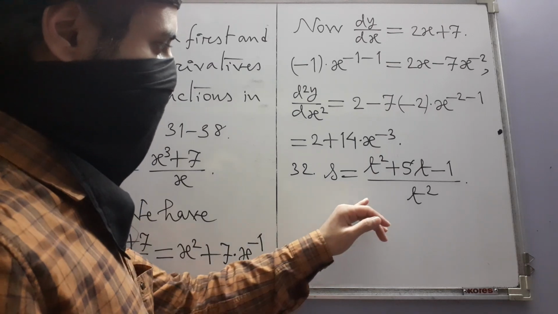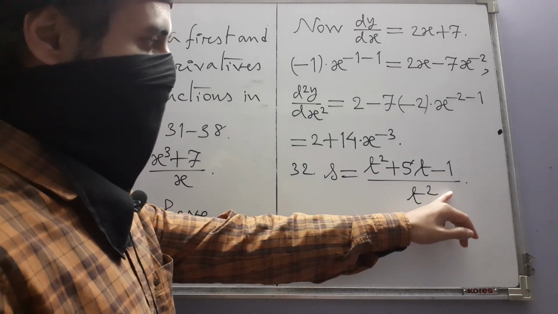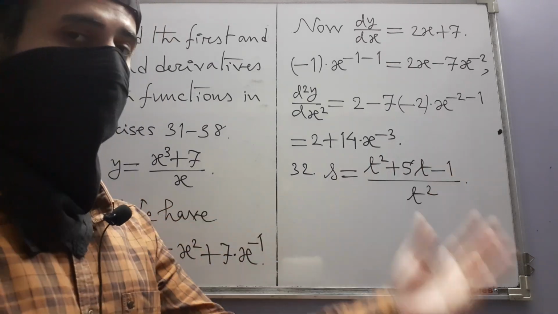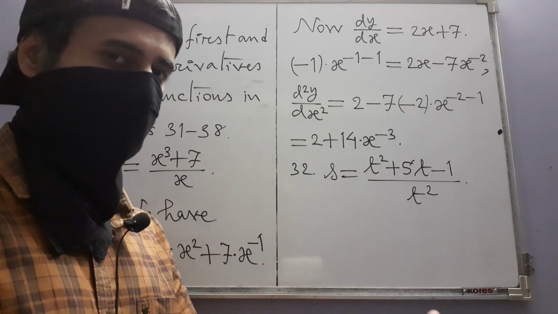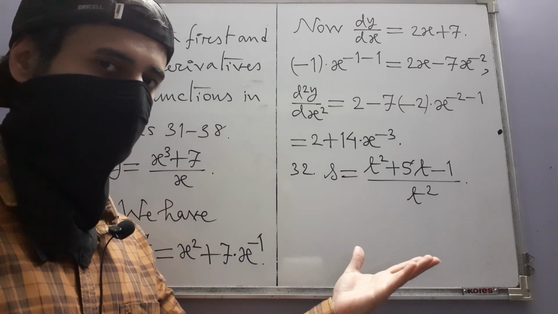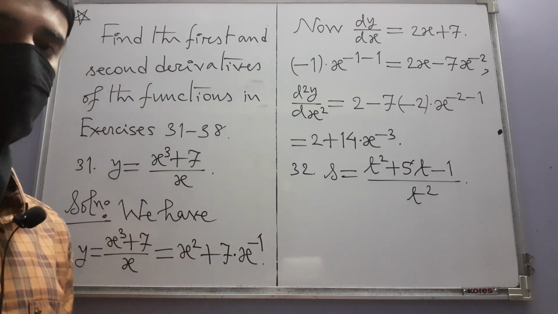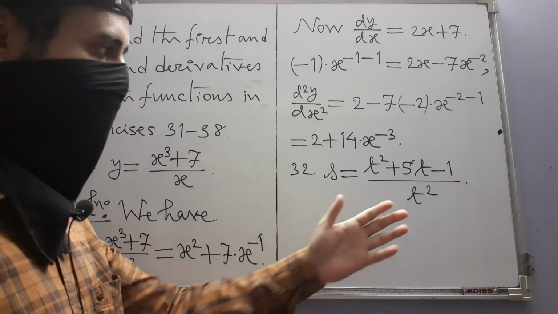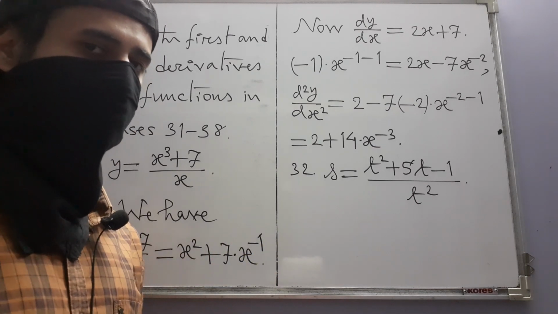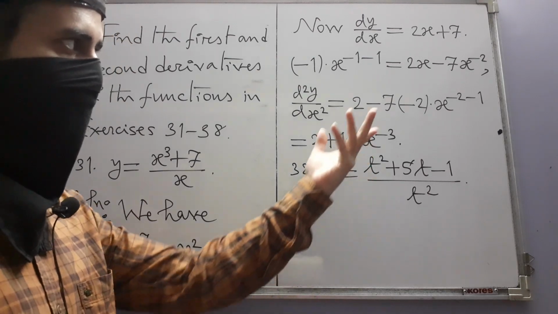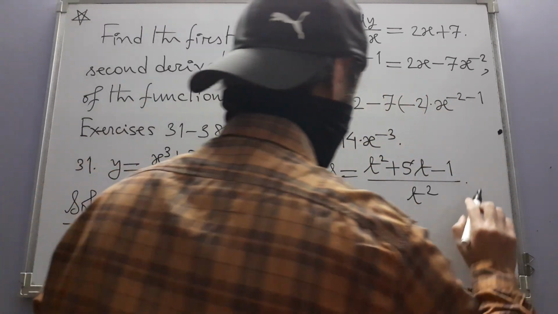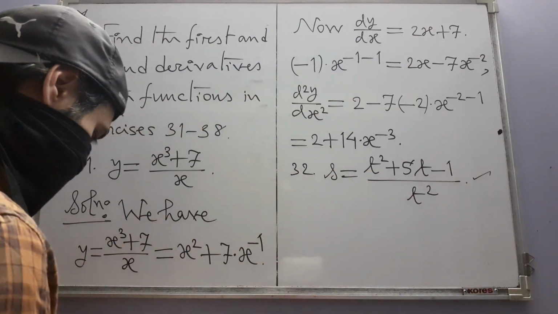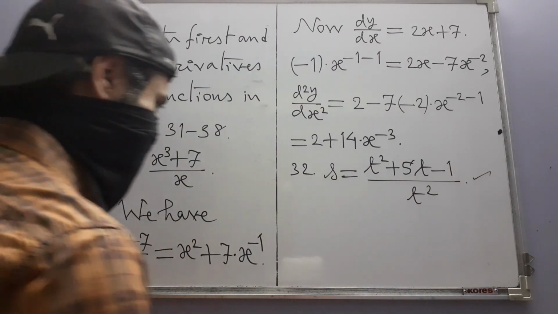But note that here in the beginning itself you are getting t to the power minus 2, but there is no difficulty in applying the power rule because all you are getting are powers of t. Exponent may be negative, but that doesn't change the form of the derivative. Okay, so this one you do. Then 33.